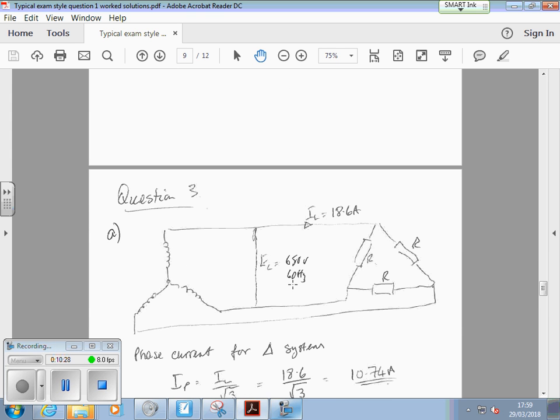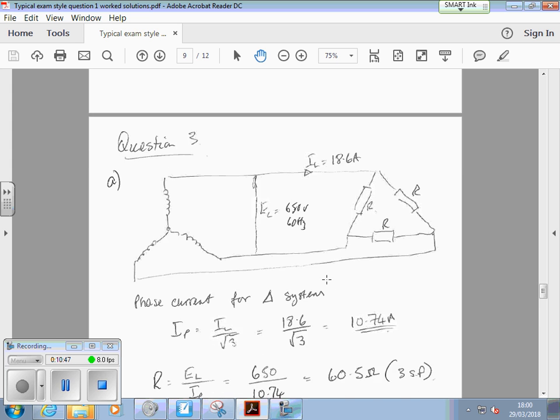Question 3, which didn't really come in until we finished the stuff on faulted three-phase systems, but sketch a labelled diagram. So we've got 3 heaters of equal power rating connected in delta configuration to a three-phase star-connected generator. Line voltage 650, 60 Hertz. Line current is measured to be 18.6.